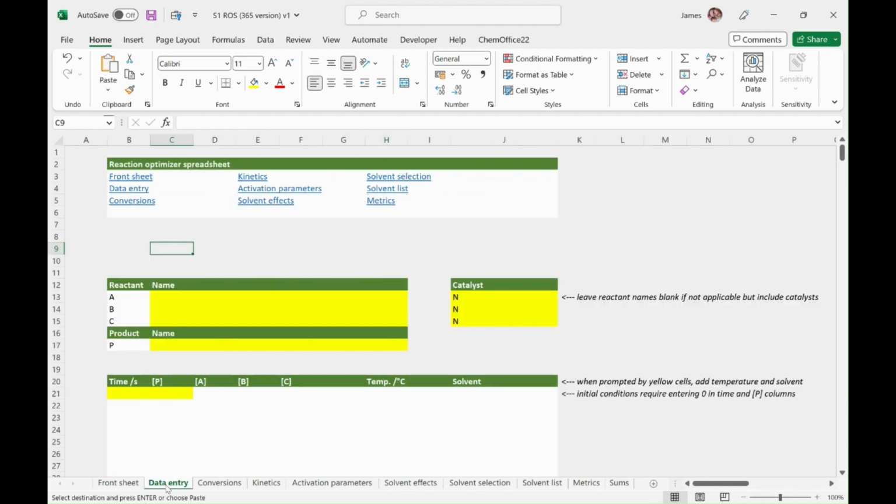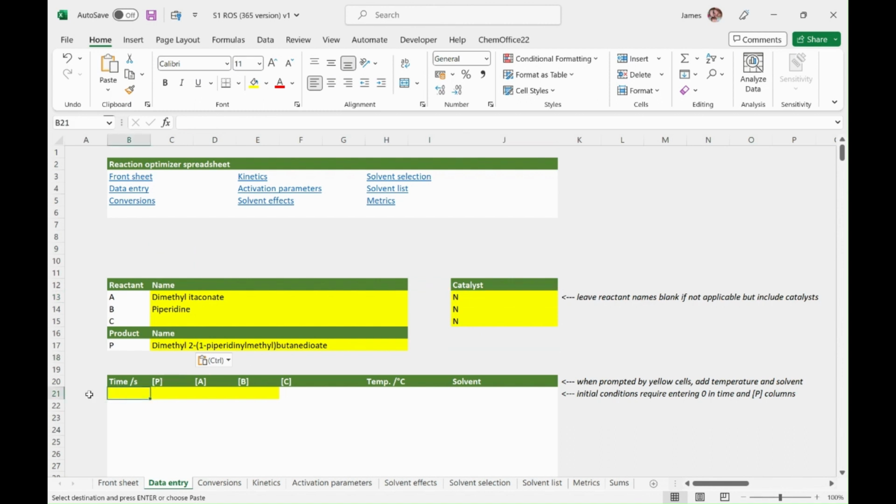So the data entry sheet here gives you the chance to input your data that you might have collected from your reaction. You can do this by GC or NMR, measuring component concentrations over time. In this case, we will start by entering the names of the reactants and the product. We have an aza-Michael addition reaction between dimethyl itaconate and piperidine. If you have a catalyst, you can choose the options to the right, where you can choose a Y for yes. In this case, we don't have a catalyst.